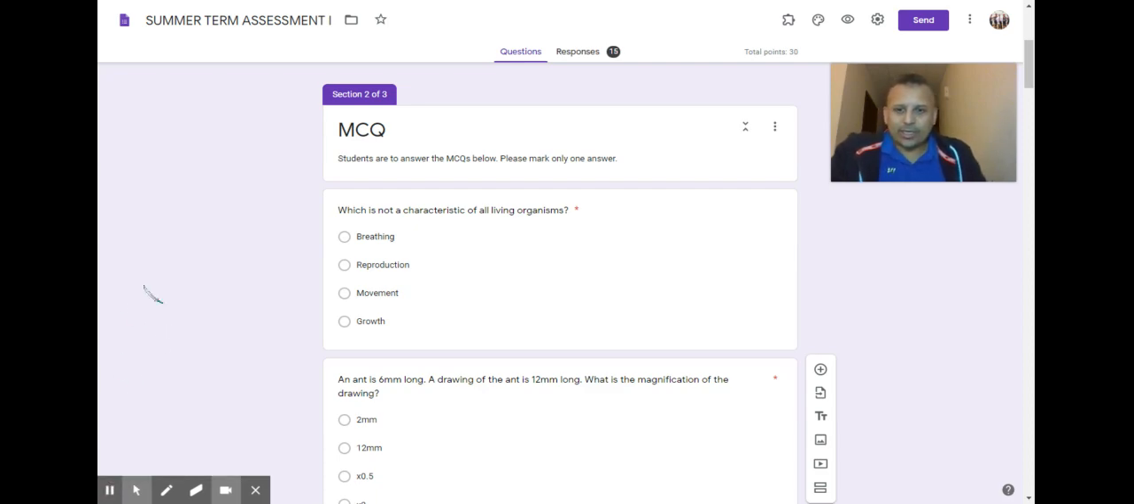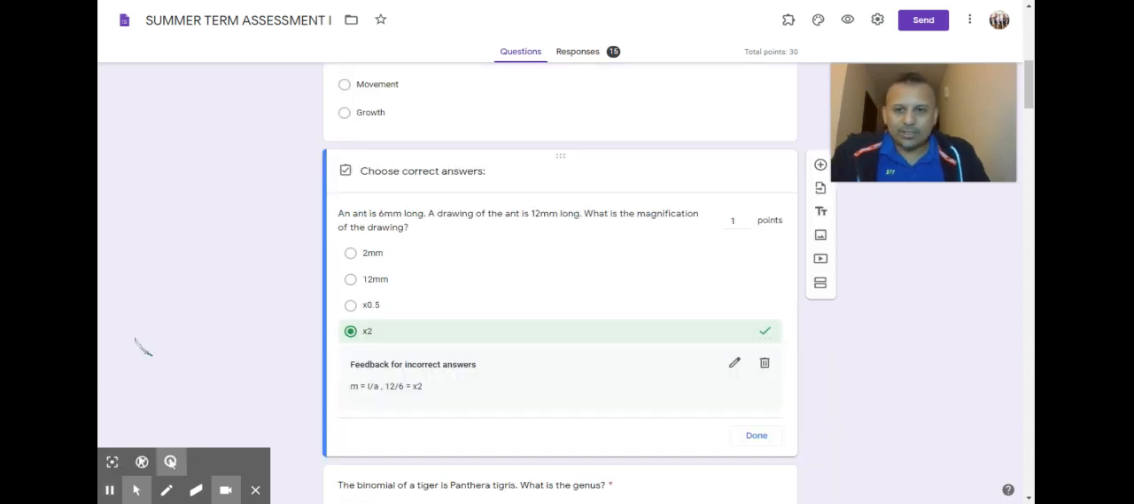The first question asks which is not a characteristic. Movement, growth and reproduction are characteristics, so the answer to the first question is breathing. For the second question, you need to get the length in the drawing, which is 12 millimeters, and divide that by the actual length of the ant, which was 6 millimeters, and you should get a magnification of ×2. There are no units for magnification.